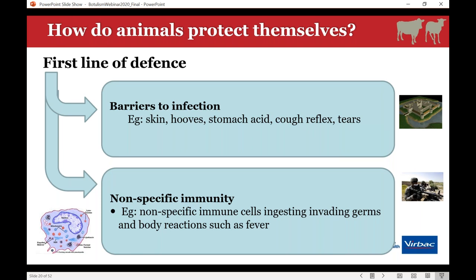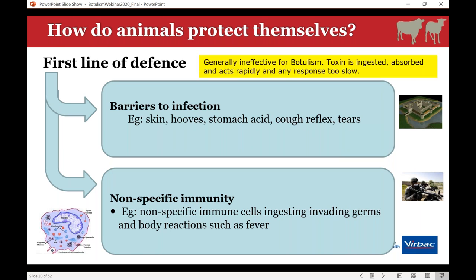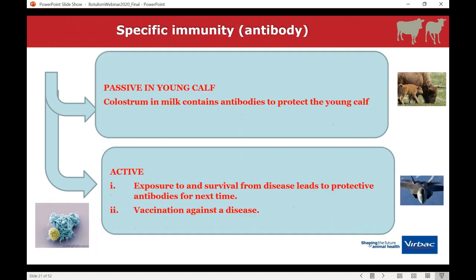So it's useful to think, can these things help with botulism? Well, unfortunately, no. The toxin is often preformed in the environment. It's absorbed quickly, acts quickly, and these types of defenses really don't work. It's lucky, therefore, that cattle and ourselves have other lines of defense.